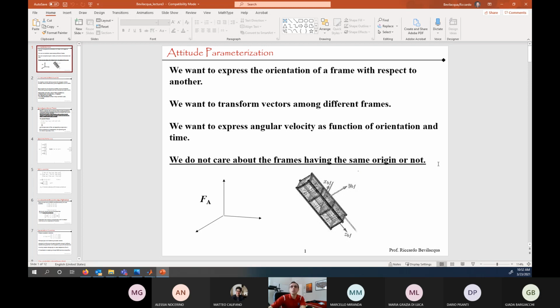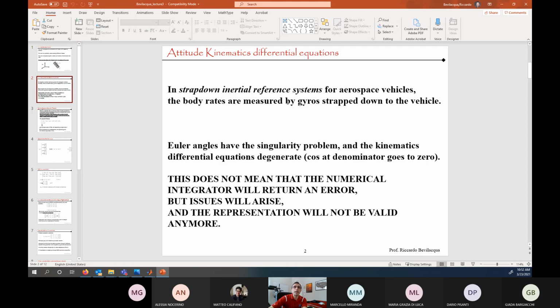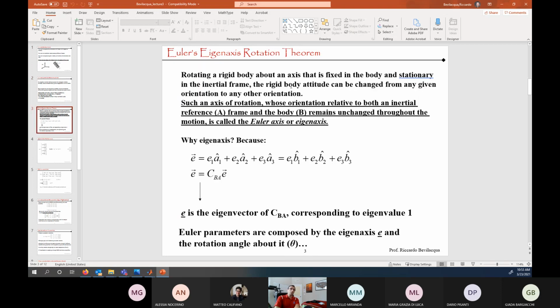We do not really care if they share the same origin. When I defined the ordered angles, for convenience I was drawing things with the same origin, but it doesn't matter. What really happens in reality, in what are called strapdown inertial reference systems, is that the body rates, as I said before, the angular velocity omega x, y, and z, are in the body axis of the vehicle. Ordered angles, unfortunately, have the singularity problem. They degenerate. You have cosines in a denominator. The issue is that you're representing the same rotation with infinite values. We discussed that, and so we want to do something a little bit better.